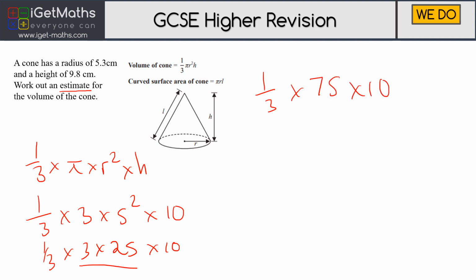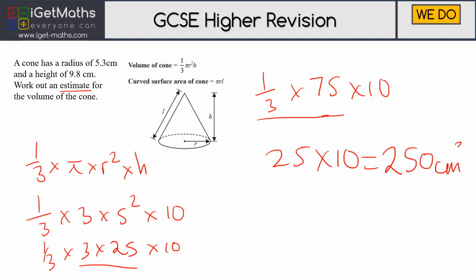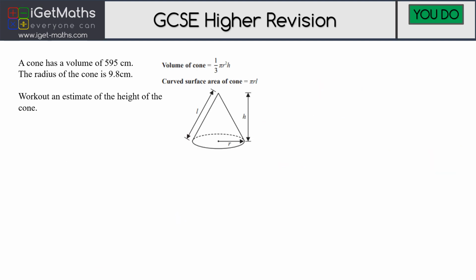75 divided by 3, which would give us a third, would just be 25 for this bit. And 25 times 10 would just give me an estimate for the volume of 250 centimeters cubed. Okay, pause the video and have a go at your question.